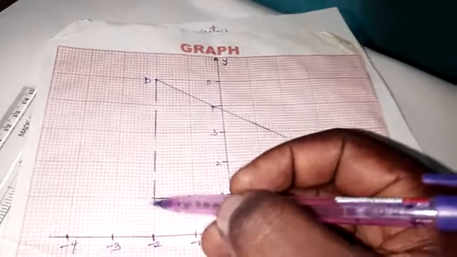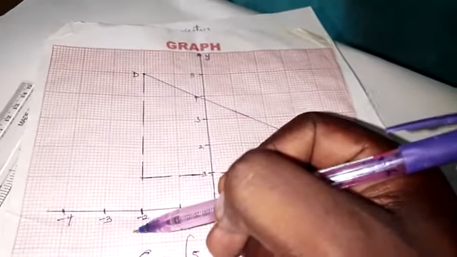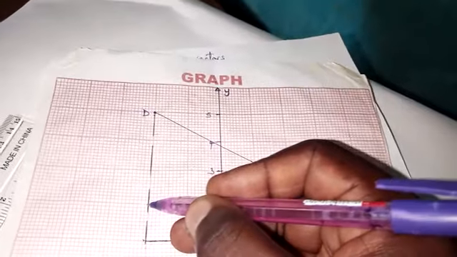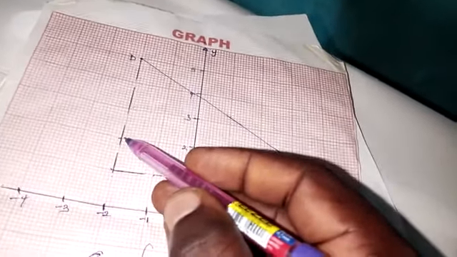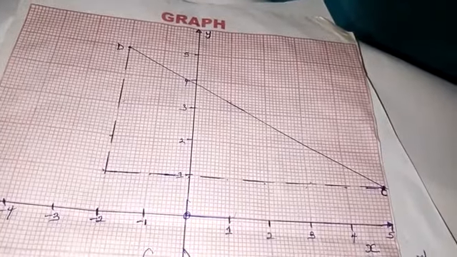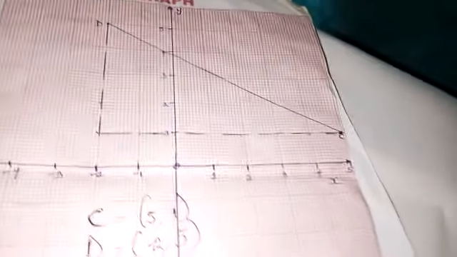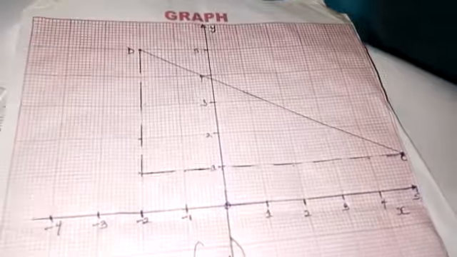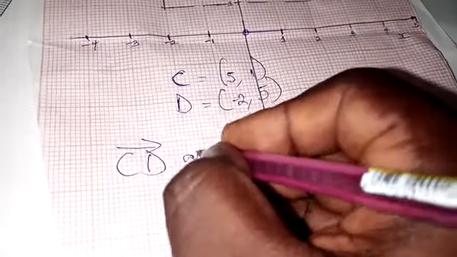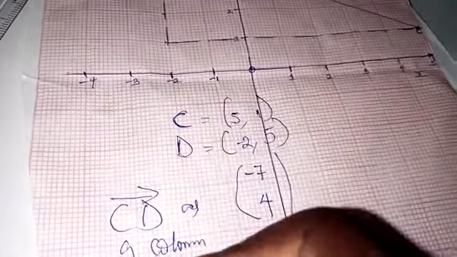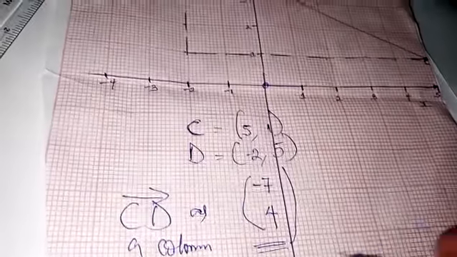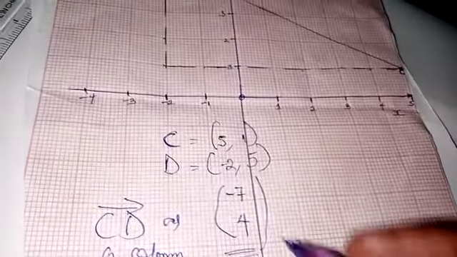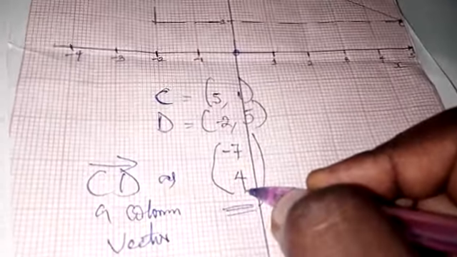Let me count my y. If it's moving up, it is positive, and if it's moving down, it is negative. Let me count how many times it's moving up right now. 1, 2, 3, and 4. That will be -7 for x and positive 4 for y. So this is a column vector. That is, my CD as a column vector, they can ask you to interpret this as a column vector. That will be (-7, 4). That is, my x is -7 and my y is +4.